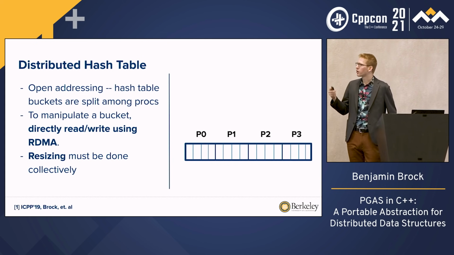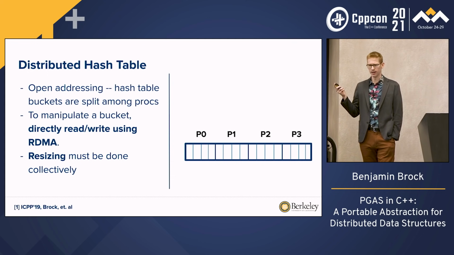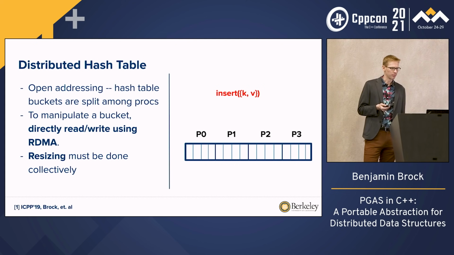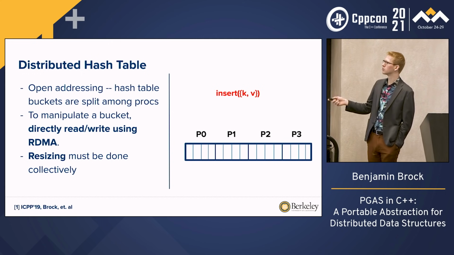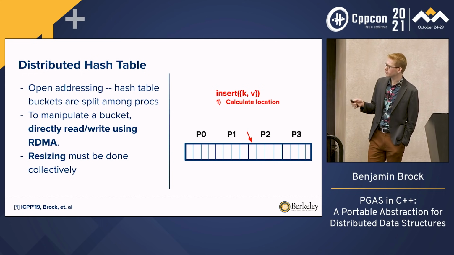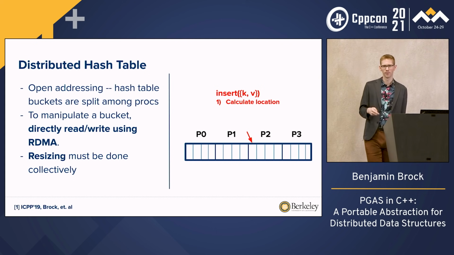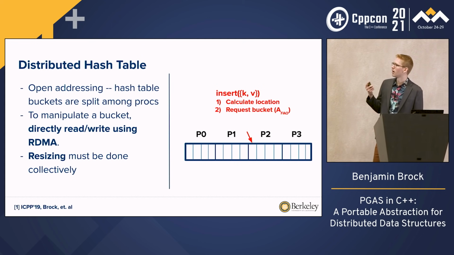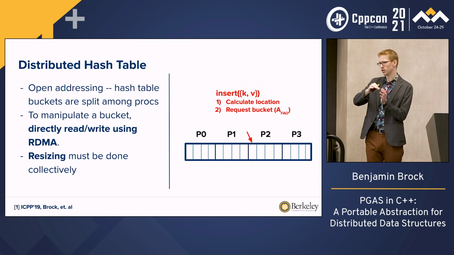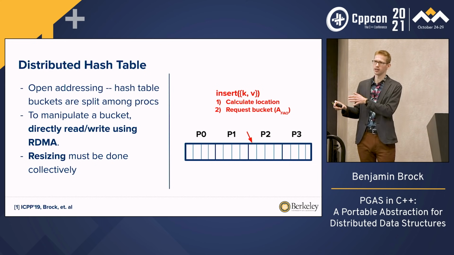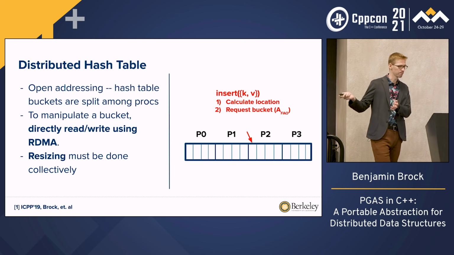Okay, so let's talk about how you would insert into a distributed hash table in this case. Let's suppose that we've called insert. We want to insert a key and a value into this distributed hash table. The first thing that we have to do is calculate the location that we want to insert this into the hash table, or at least the first location we want to try. This is probably pretty familiar to you guys. The first thing you do is you basically use an atomic operation to request to write a value into that bucket. That's one RDMA atomic operation that you've done, fetch and op.